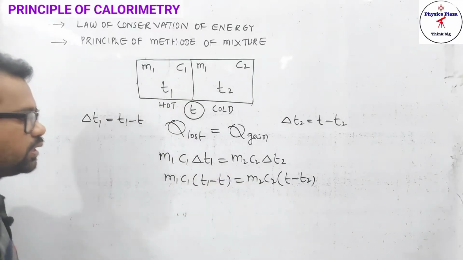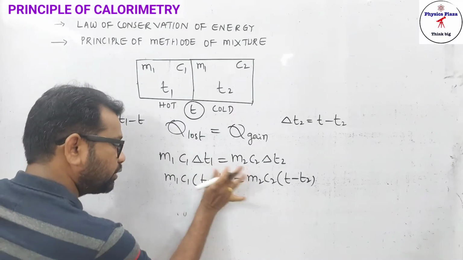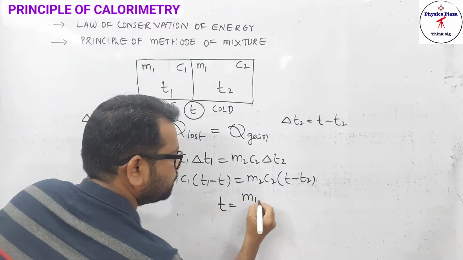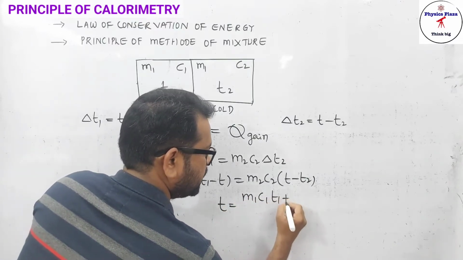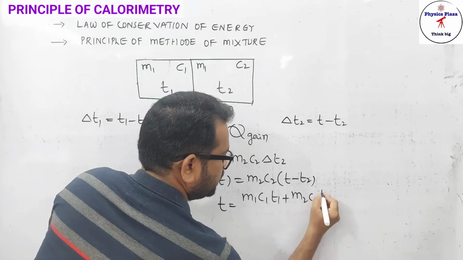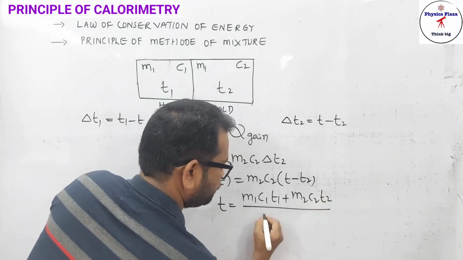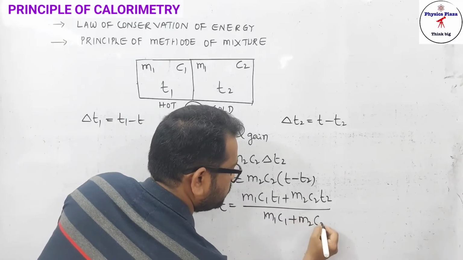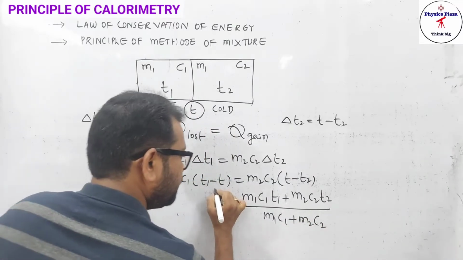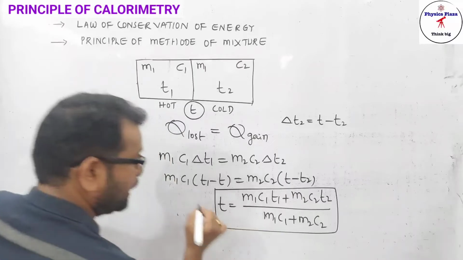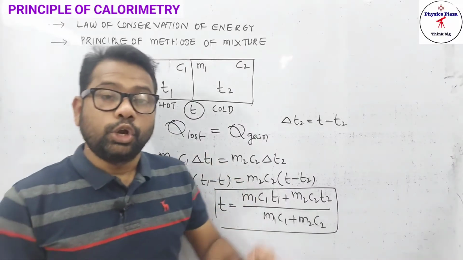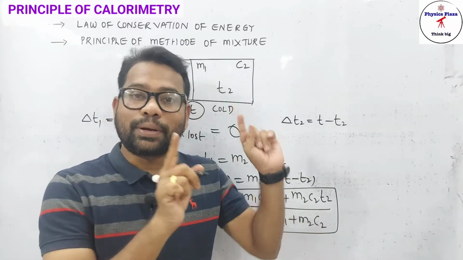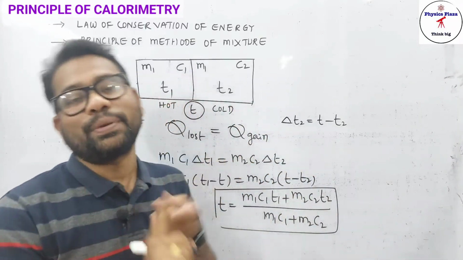So if you exchange the terms, finally, we need to calculate the resultant temperature, right? So here T is equal to m1 c1 T1 plus m2 c2 T2, divided by m1 c1 plus m2 c2. Children, this is the formula which we use to calculate the resultant temperature when two bodies of different nature, different masses, and different temperatures are combined or mixed.